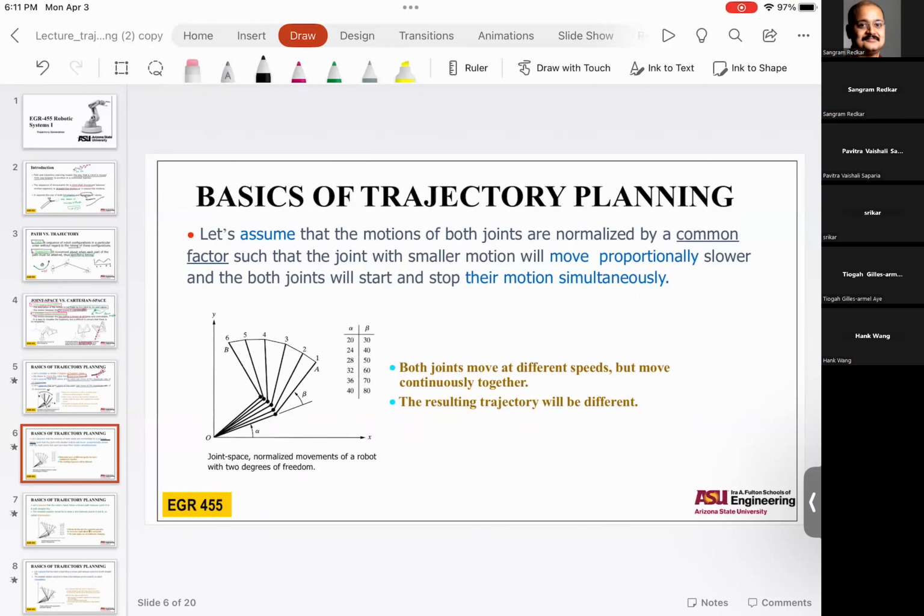Now, what are the basics of trajectory planning? The idea is the motions of both joints are normalized with a common factor so that the joint with smaller motion will move proportionately slower compared to the joint with larger motion. This is an important observation. If you want some type of synchronization, then you want to divide both the joints by a certain common factor so that both of these motions are in sync. So when the actual trajectory is traveled, both the joints move at different speeds, but they are going to move continuously together. Different speeds, but moving together.